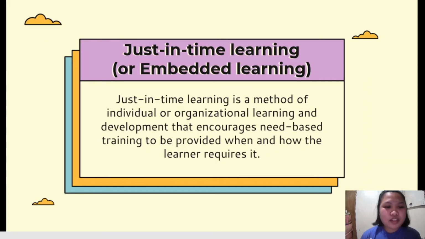Just-in-time learning is a method of individual or organizational learning and development that encourages need-based training to be provided when and how the learner requires it. Employees will be presented with brief learning episodes integrated in their job scenario, and they will be informed when the learning episodes are required, with a connection to an expert for help. Employees who register can learn from experts, colleagues, and software.